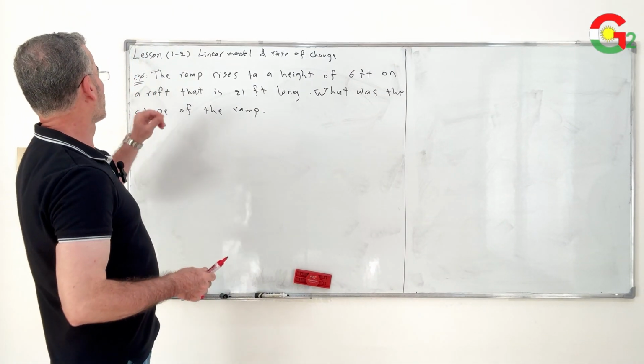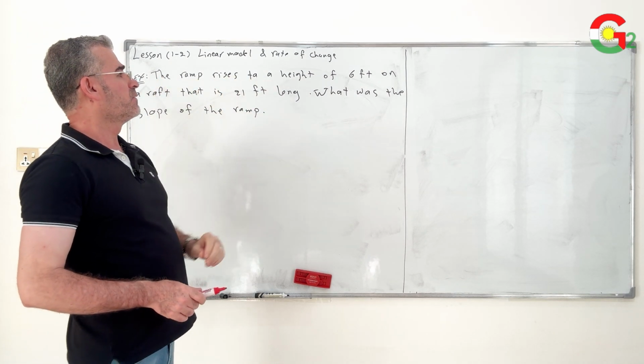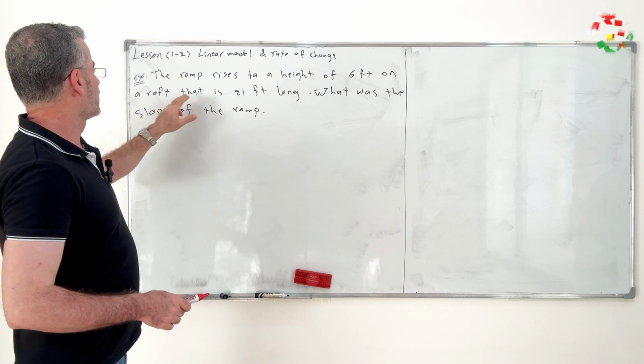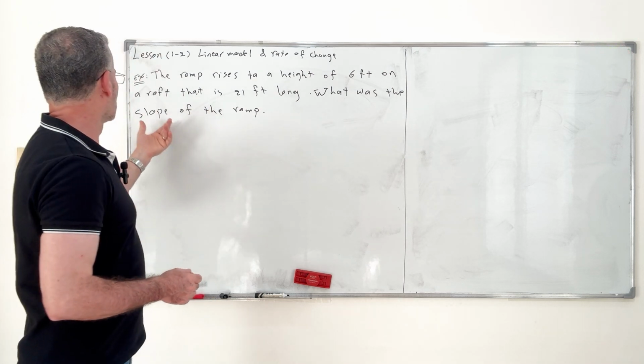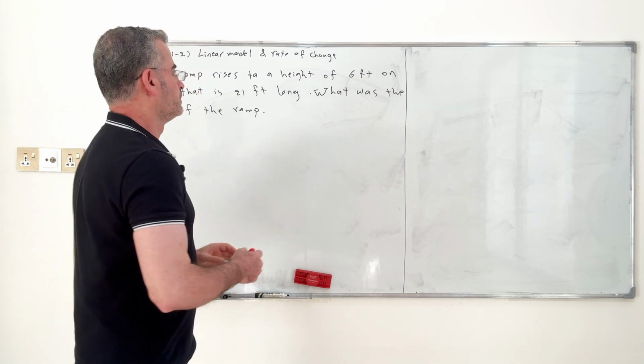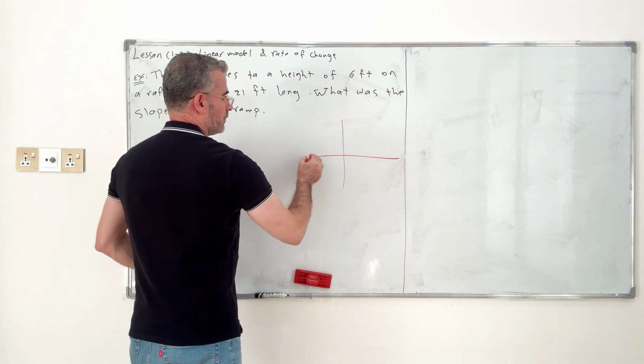Example, it's a word problem. The ramp rises at a height of 6 feet on a raft that is 21 feet long. What was the slope of the ramp? Let me sketch the graph of this problem.